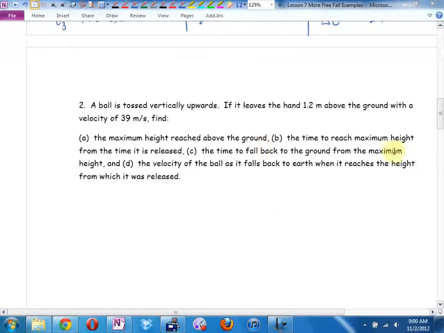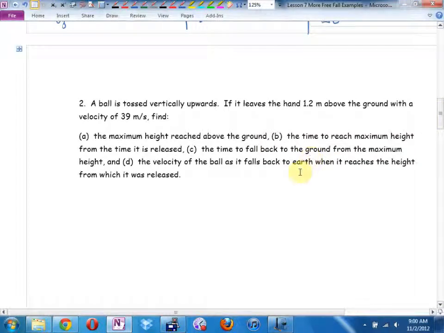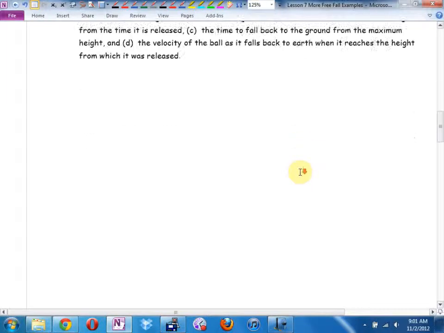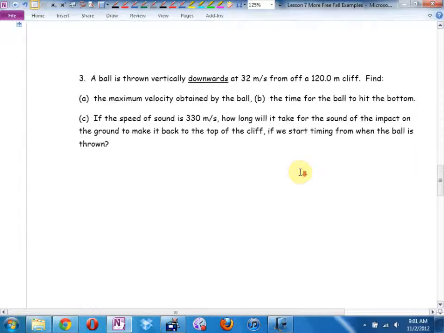Here we go. We did number 2 already last day. We did a ball 1.2 meters above the ground with a velocity of 39. So I'm going to pass on number 2. What I really want to get to is number 3. This is one that was like in your homework. Thrown vertically downwards at 32 meters per second from off a 120-meter cliff. Find the maximum velocity obtained by the ball, the time for the ball to hit the bottom. Okay, let's see if we can tackle this puppy here.